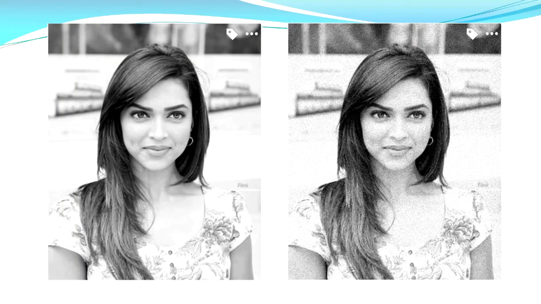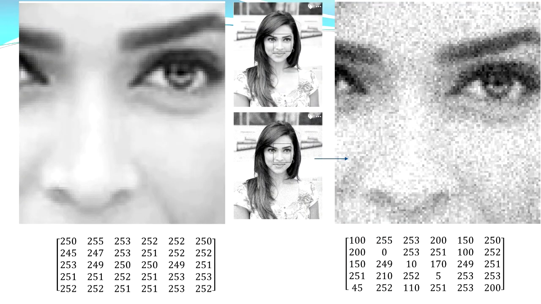So this is another example, a real-life example sort of. Here this one is the original image, and this is the image that we have to restore, the one with noise. Let us see how we can restore this using a bilateral filter. If you zoom in on an area, this is the original image that we have, and this is the noisy image.